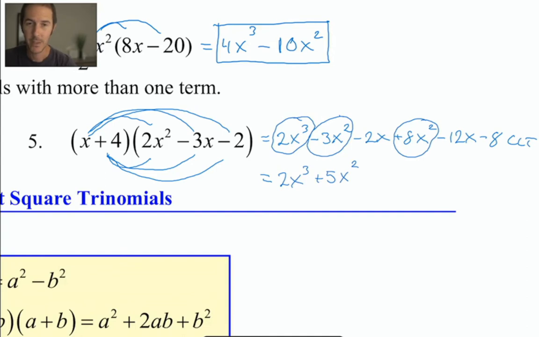I'm a lucky guy. What about first degree terms? Any x to the first powers? Sure enough, there's minus 2 of them and minus 12 of them. Negative 2. Take away 12 more, and we have negative 14 x to the first power. And constant terms, there's only this one at the end of a minus 8.